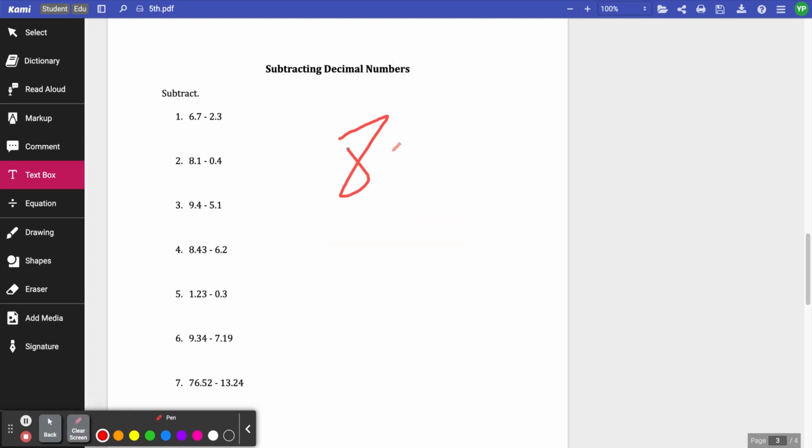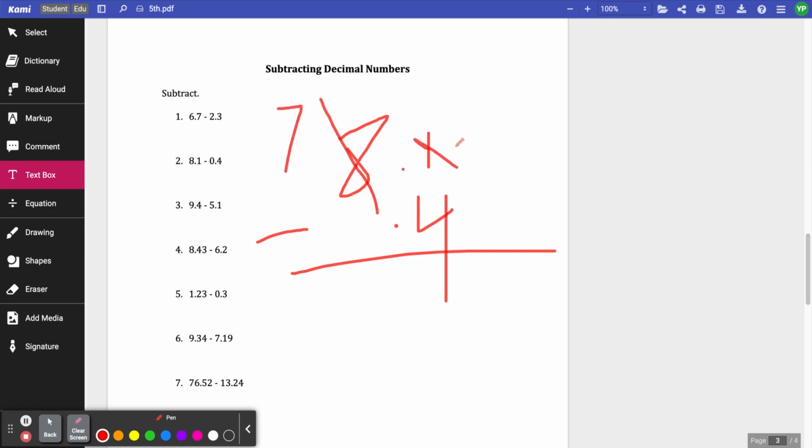One more, 8.1 minus 0.4. 1 minus 4, you have to borrow, so it's 7 here, and then this becomes 11. 11 minus 4 is 7. 7 minus 0 is 7, and you bring down the decimal, and it becomes 7.7.